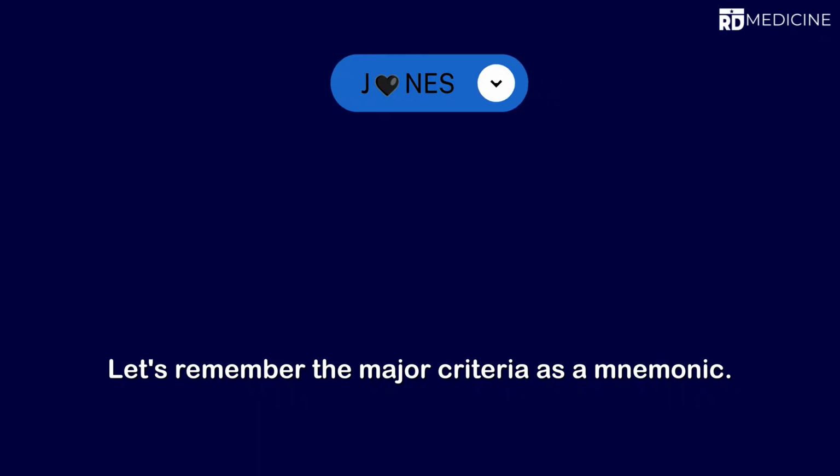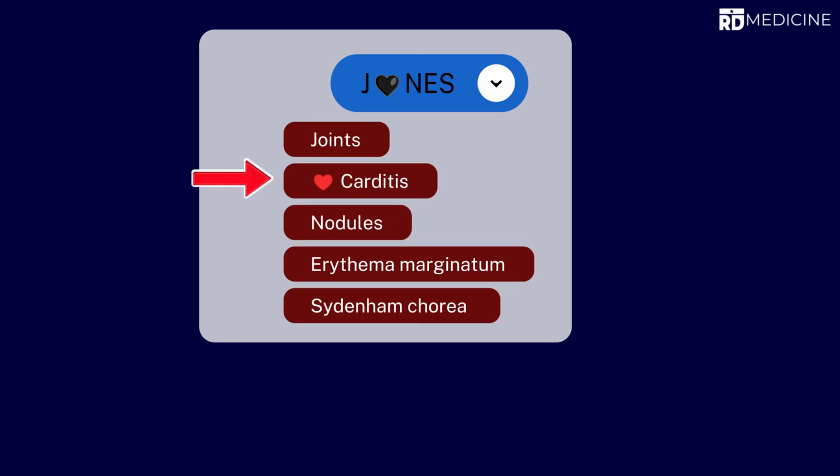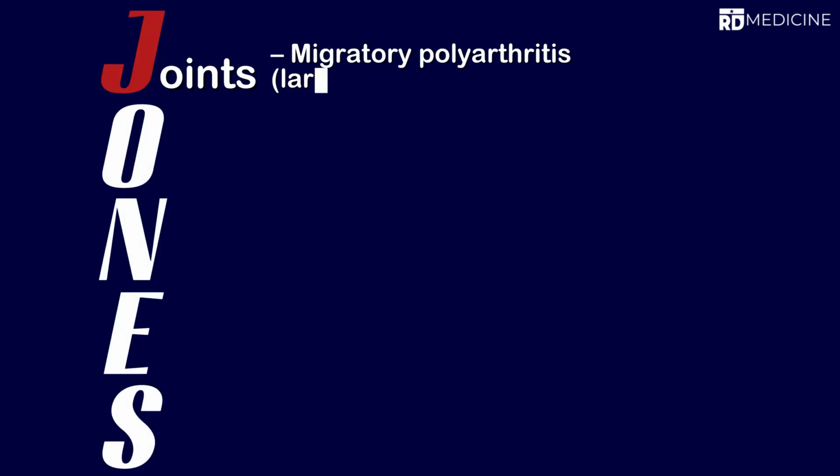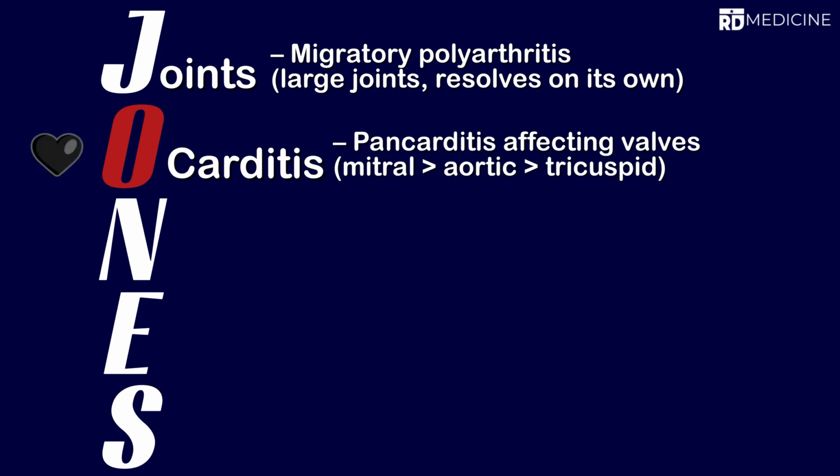Let's remember the major criteria as a mnemonic. Jones and O will be a heart, okay? So Jones, J is joints, and we're gonna see migratory polyarthritis, large joints, and it's gonna resolve by itself. Carditis, the O will be a heart. Carditis, affecting the valves, mitral first, then aortic, then tricuspid.